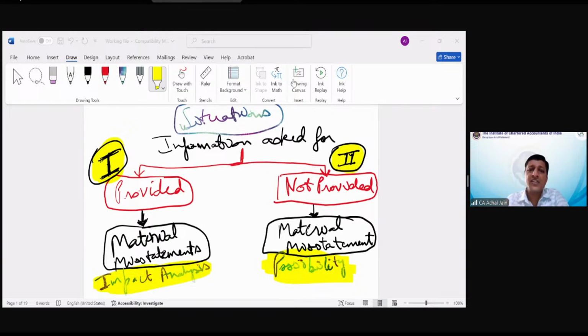In the second situation, auditor doesn't have it, so he's just trying to do some sort of impact analysis, and on that basis, he needs to just conclude on this. Clear? Yeah, everyone clear?